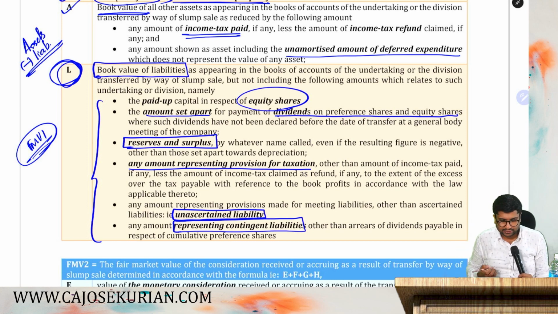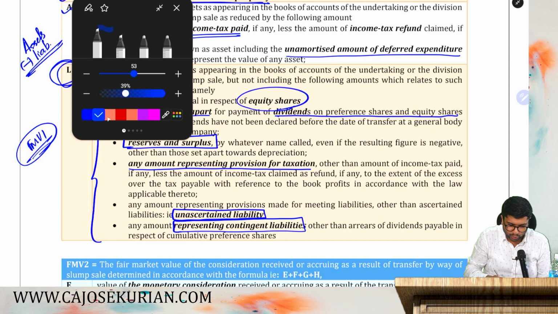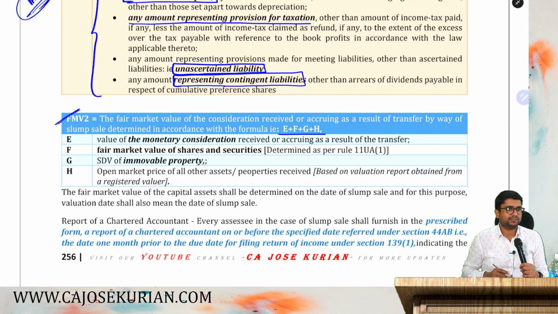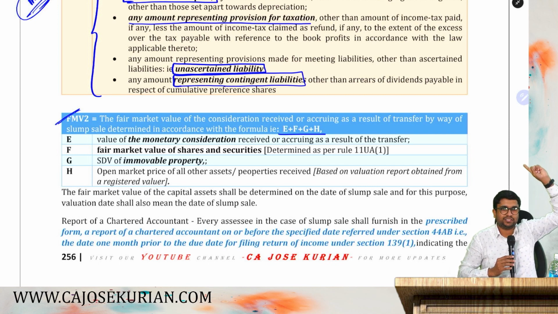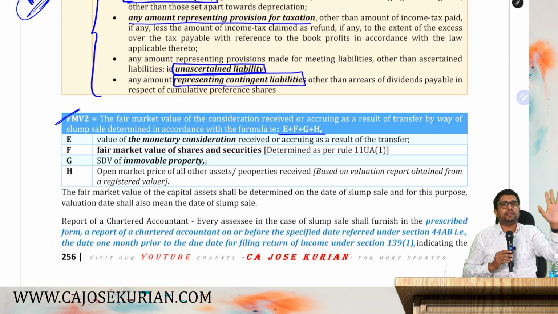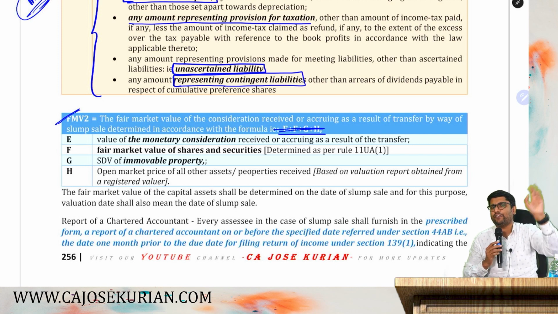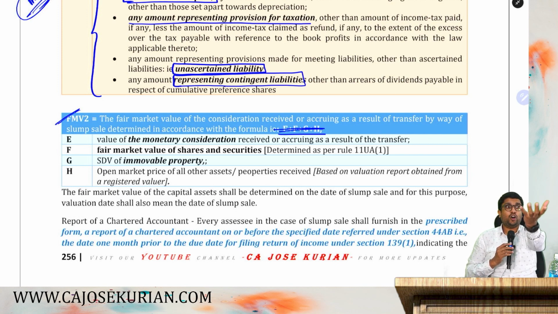Now let's understand how to compute FMV2. You tell me how to compute FMV2. FMV2 the department says is again E, F, G, H. A, B, C, D they have already used in the first one. Now they have the remaining alphabetical letters E, F, G, H. Forget about EFGH. Let's understand what this FMV2 is. FMV2 is the fair market value of the consideration that I have received.